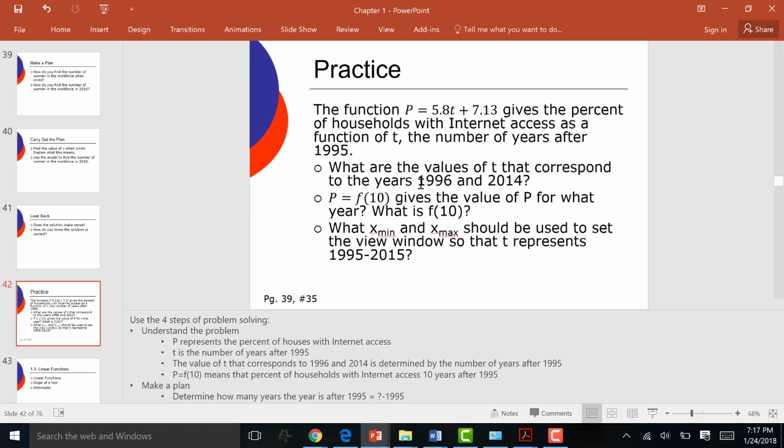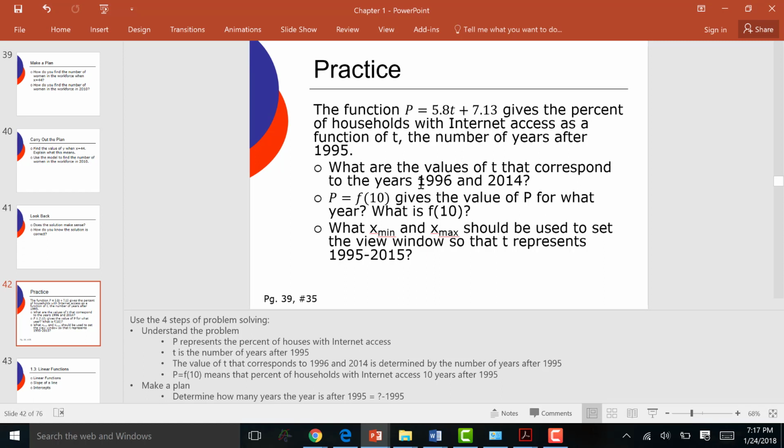Why does it say corresponds? It means match this number with 1996. The number 2 corresponds to 1997. The number 3 is 3 years after 1995. The number 4 is 4 years after 1995. So it's the corresponding number of years.